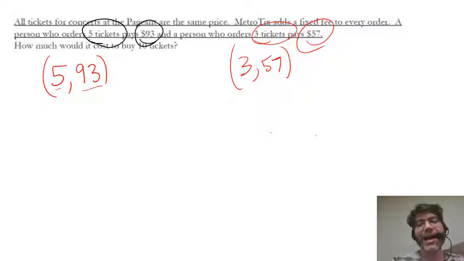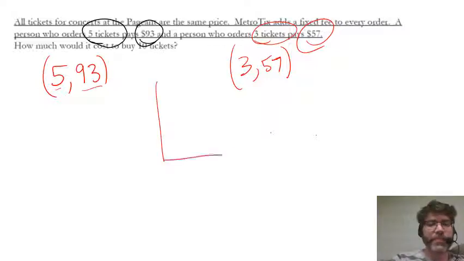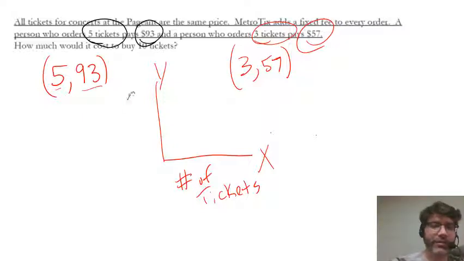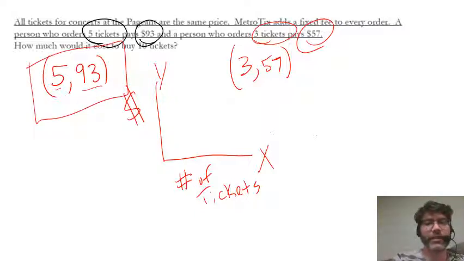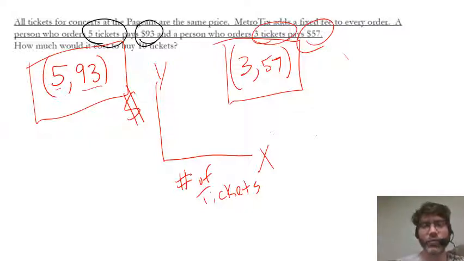Because the number of tickets that I'm trying to buy, or these people are trying to buy, if you're imagining it on an x, y axis, the number of tickets would be our independent variable, and the price would be considered our dependent variable. Why? Because how much we pay depends on how many tickets we decide to independently buy. Okay, so that's how we can come up with these two coordinates, (5, 93) and (3, 57). Now we have 2 points, and if we have 2 points, we can create the equation of a line, and y equals m.